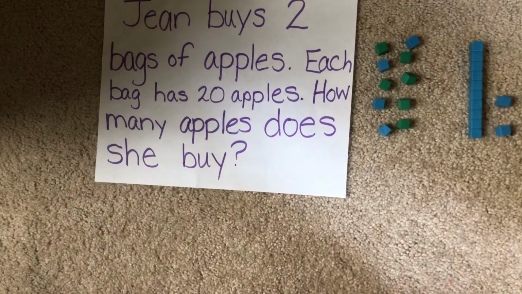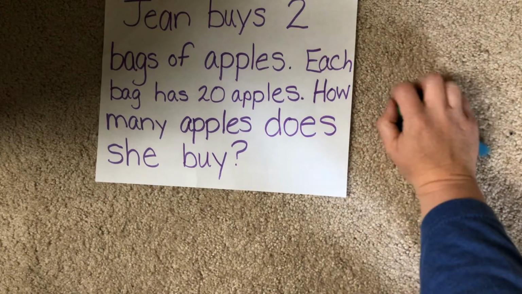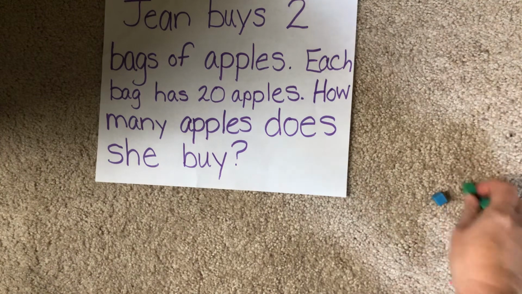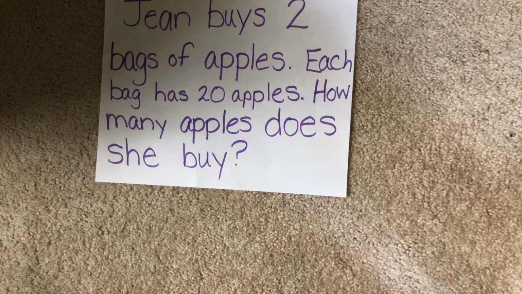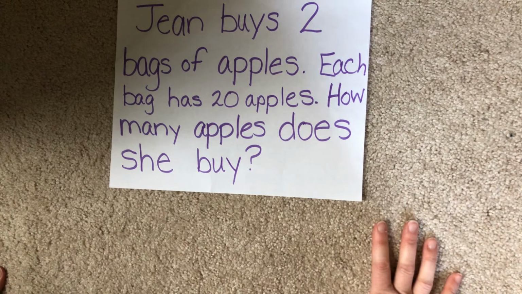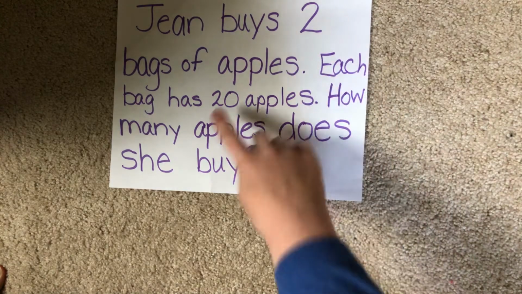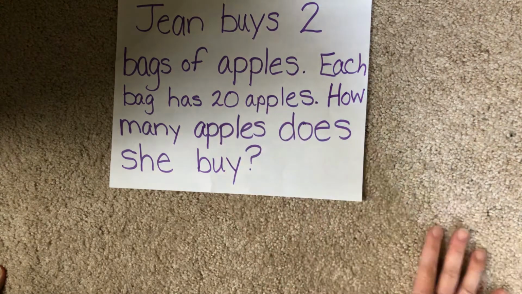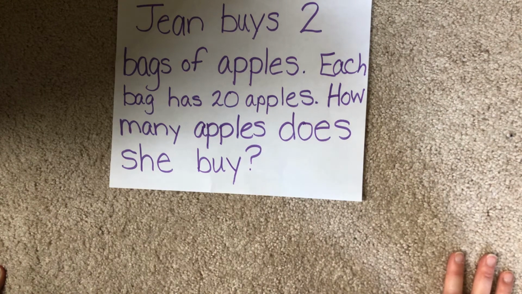Now here is the type of problem I was talking about that's really tricky, and if you don't read carefully, I can tell some of you might get this wrong because it is tricky. So it says Jean buys 2 bags of apples. Each bag has 20 apples. How many apples does she buy? Well, if you're just looking at the numbers and you say, oh, 2 plus 20, that's 22. That's the wrong answer because she buys 2 bags of apples.